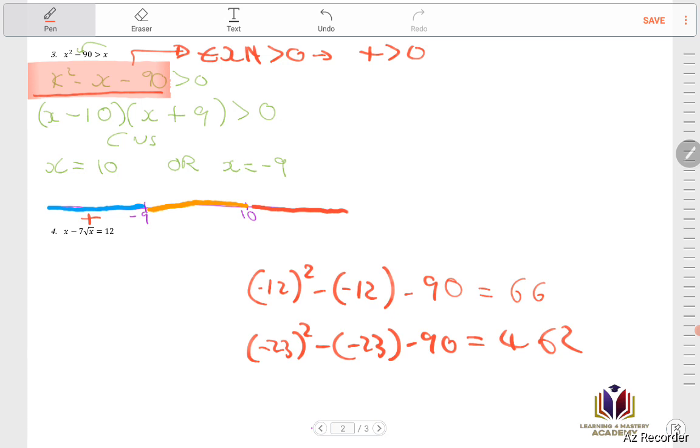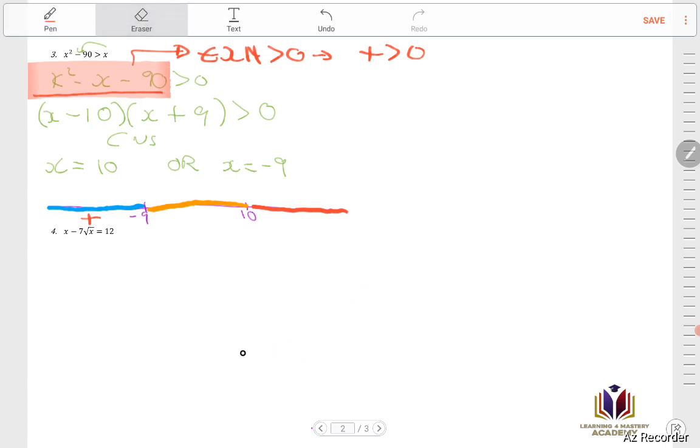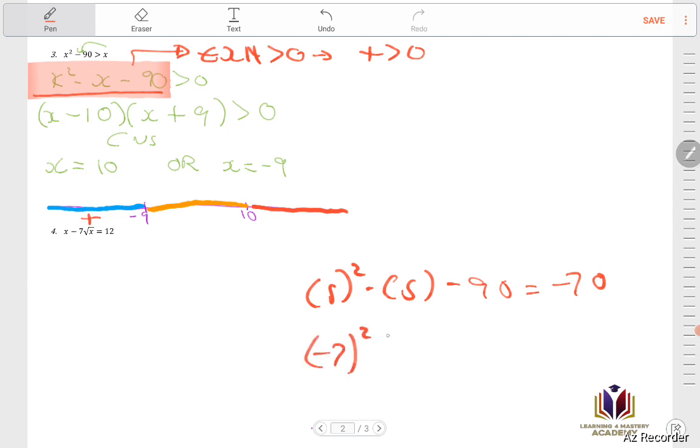Now, let's go over to the orange section. The orange section is numbers between -9 and 10. Which number can we go with? Let's take 5. As you can tell, I'm just picking random numbers. When I substitute 5 here, it gives me -70. Let's pick another one, 7, or -7. It also gives us a negative. It gives us -34.